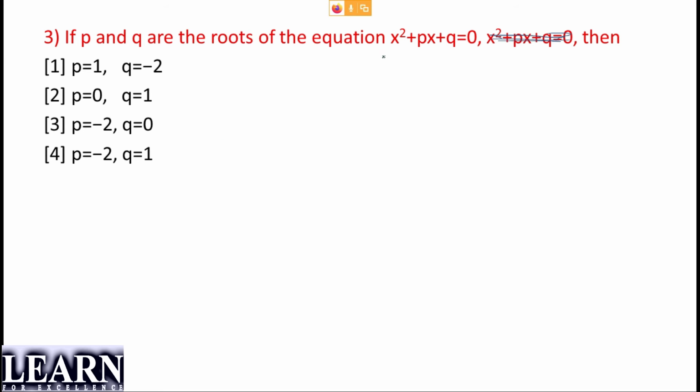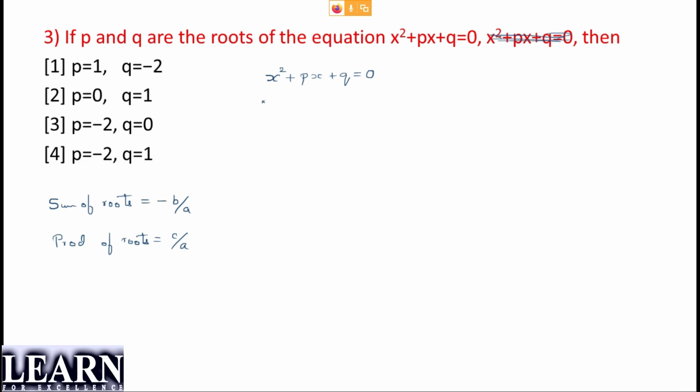So they're talking about roots of the equation, right? So they have given x square plus px plus q is equal to 0. They already told p and q are the roots, but still we know the sum of roots is equal to minus b by a, and the product of the roots is equal to c by a. This is where we can find it out from the equation.